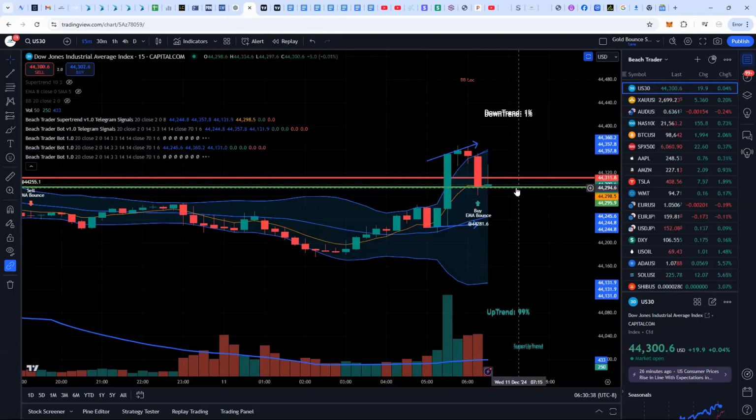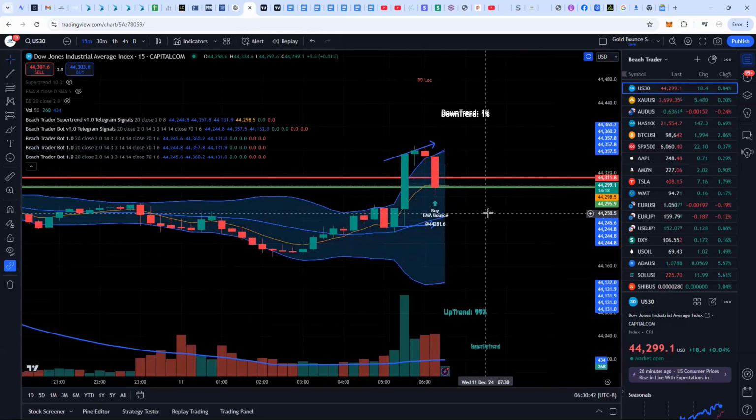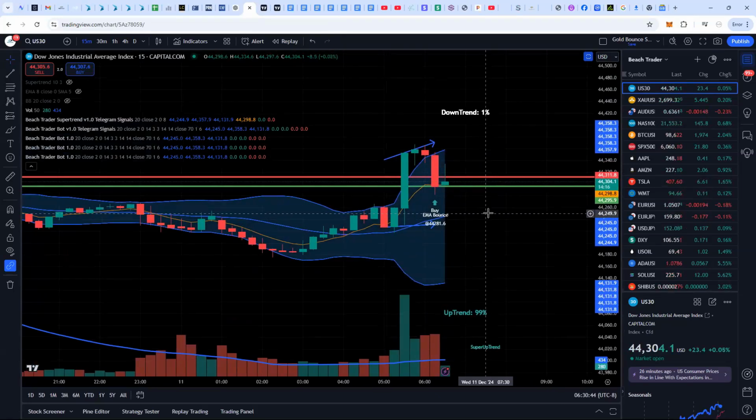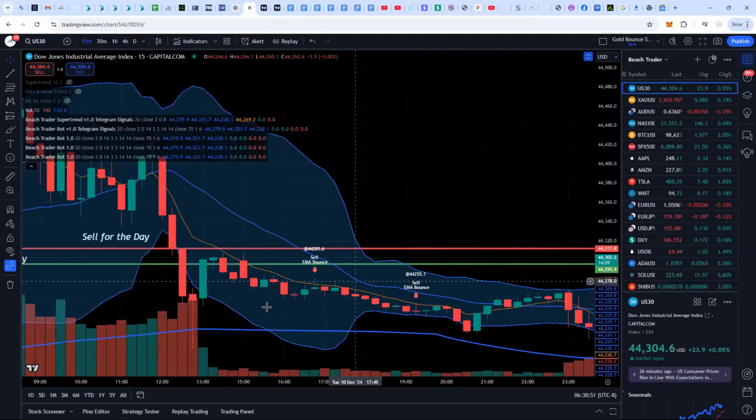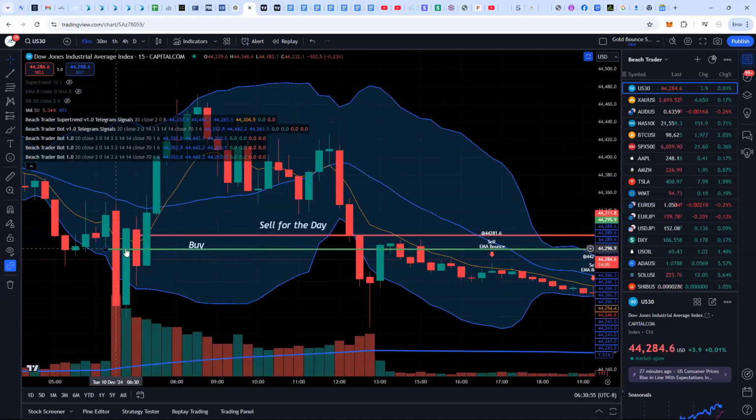It's funny how our same green line that we had yesterday is the same place it's at right now on opening bell as it was yesterday when we had a buy. So let's go look back at what happened yesterday. It was right here.